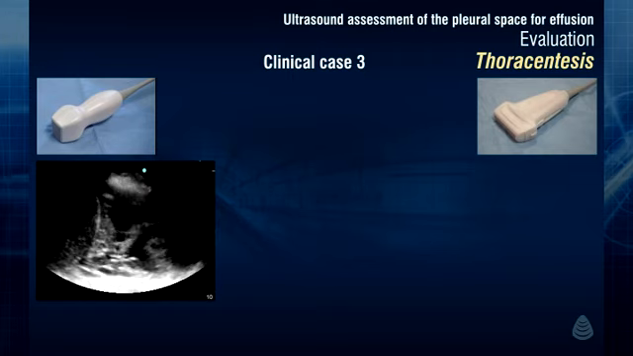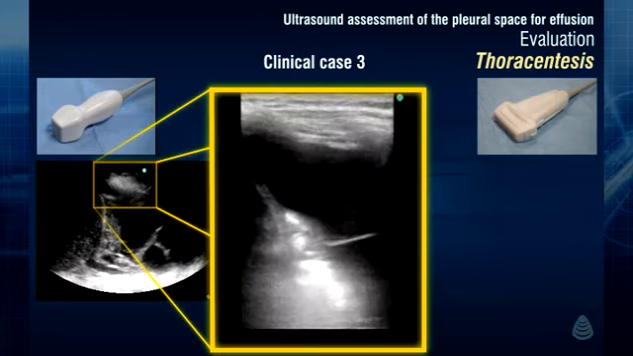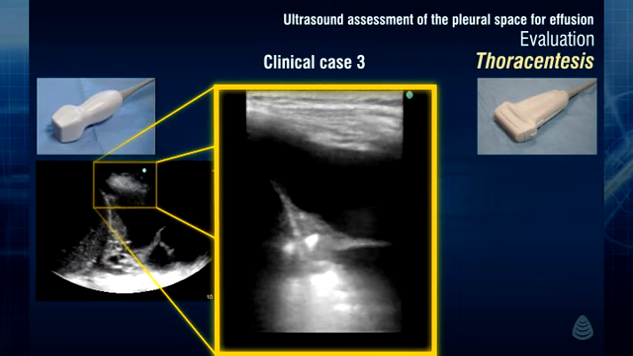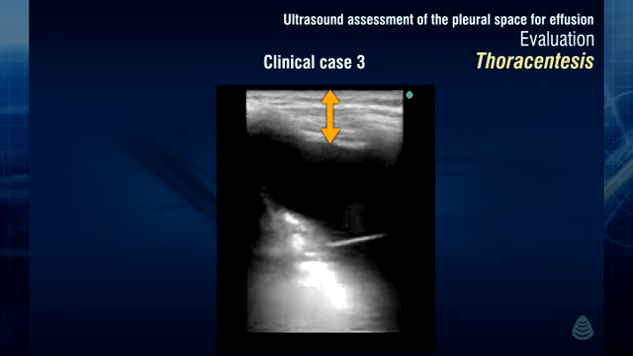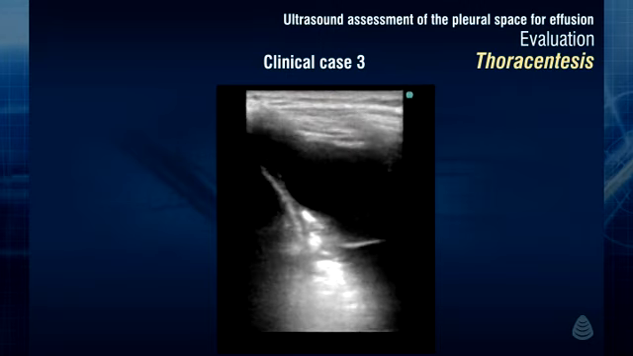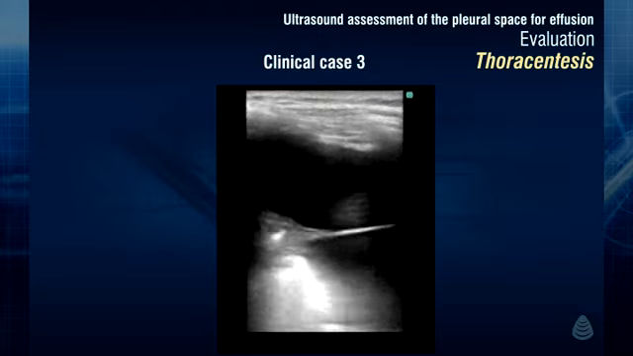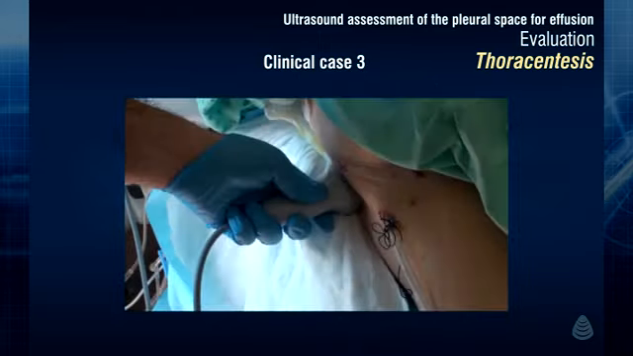Because the linear probe does not allow imaging at high depth, only the superficial aspects of the effusion will be visualized as shown here. The distance between the skin and beginning of the effusion can then be measured so as to provide an indication of the depth at which the effusion will be reached. Let's now review the whole case.